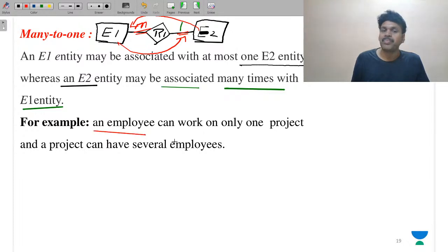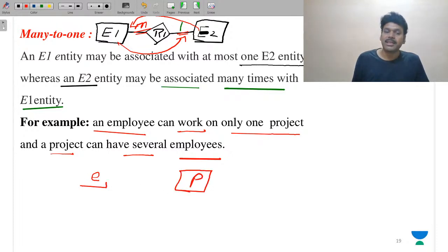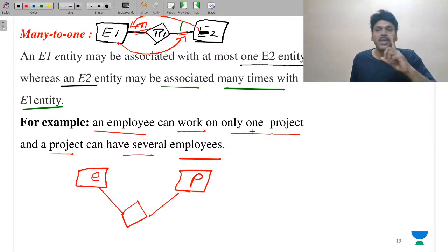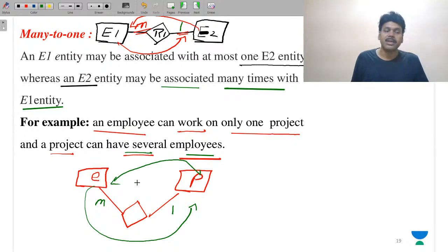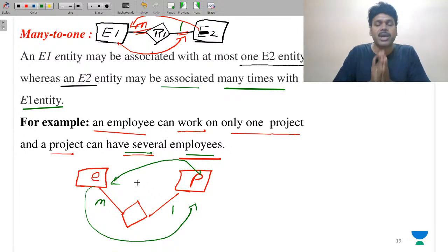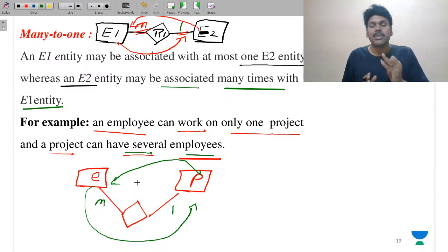So what is the real-time example? An employee can work only in one project, but a project can have several employees. Please observe: employee instance, project instance, and a relationship between them. An employee can only work in one project, therefore the maximum of employee is 1. A project can have several employees, so project maximum is M here. We always look at the other side for the maximum. The maximum occurrence is represented through cardinality. So we observed 1 is to 1, many is to 1, and 1 is to many cardinalities.